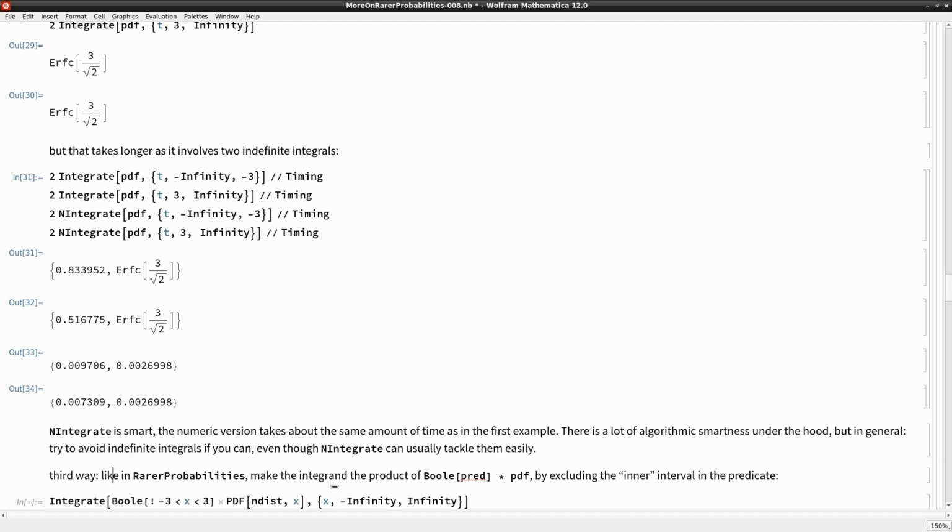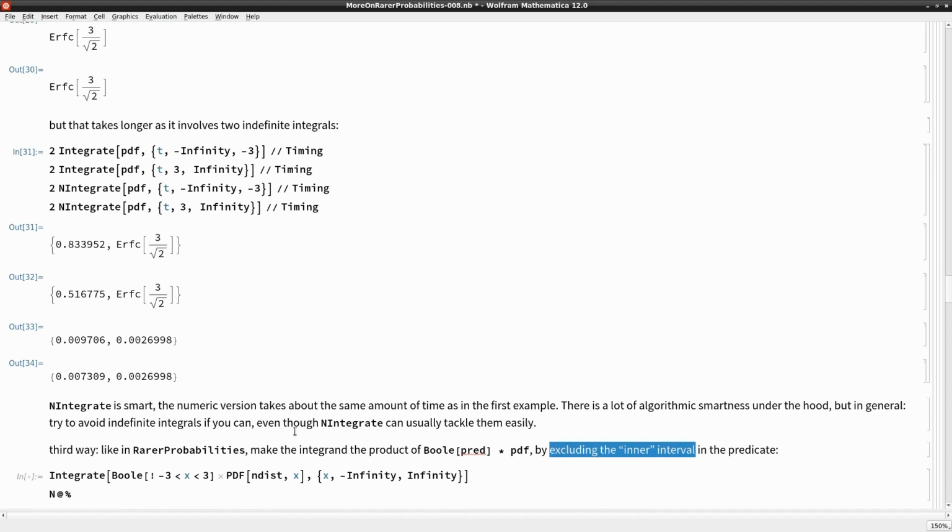And like in rarer probabilities, make the integrand the product of Boole of the predicate times the PDF. And this would now exclude the inner interval in the predicate. So let's look at this. The area between -3 and 3 is what we're interested in leaving out, right? We are negating this with the exclamation mark. So our predicate Boole now only provides a support for Integrate when it's outside of this interval -3 to 3, then times the PDF.